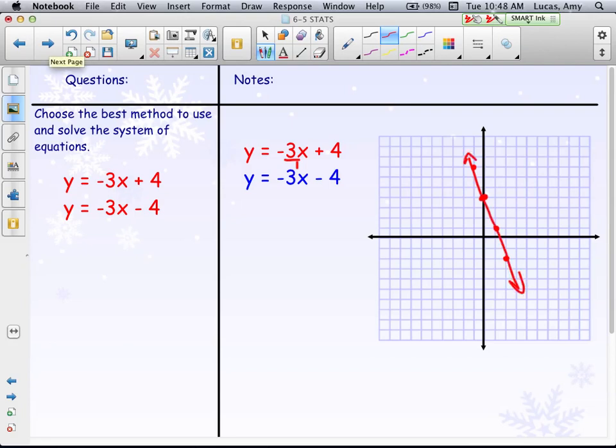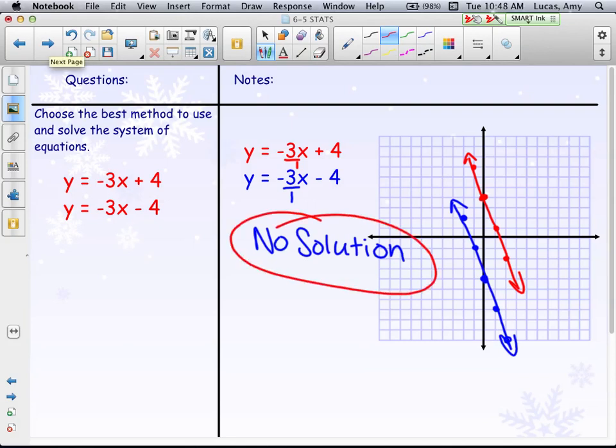The blue line starts at an intercept of -4, but the slope is still -3 or -3/1. So I go down 3/1, and I can draw my line. So these lines are parallel, so my answer would be no solution, because they do not cross. And remember, when we're asked to solve a system, that means they're asking us, where do they cross? So if they're parallel, they don't cross, you need to state that there's no solution.